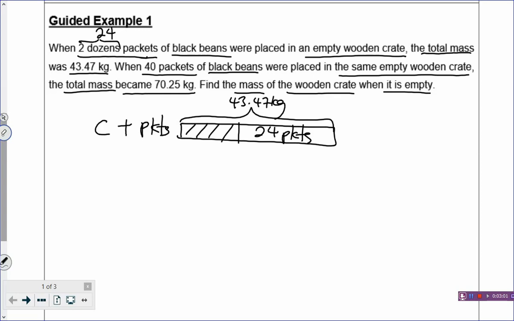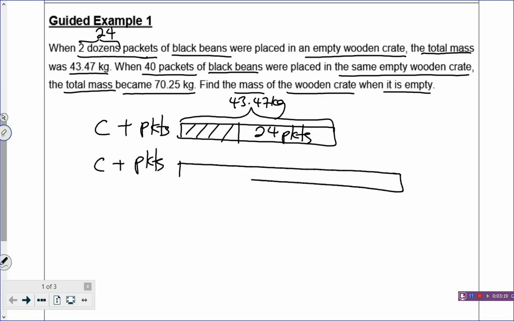Okay, let's go on. When 40 packets of black beans were placed in the same wooden crate, the total mass became 70.25 kg. So I'm going to have model sharing again, the same crate plus some more packets of black beans, which is more packets now. So now you have a longer rectangle because the mass gets bigger. But the wooden crate is still the same. So I cut the same identical part, which refers to the empty wooden crate. But this time you are going to put 40 packets of black beans into this empty wooden crate. So you put down 40 packets inside the model. It is like your 40 units.